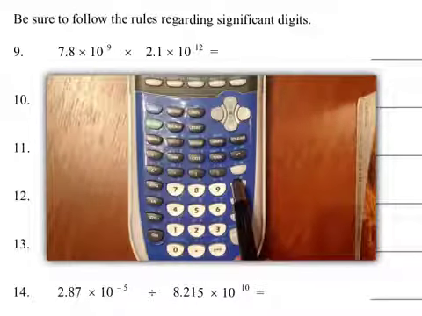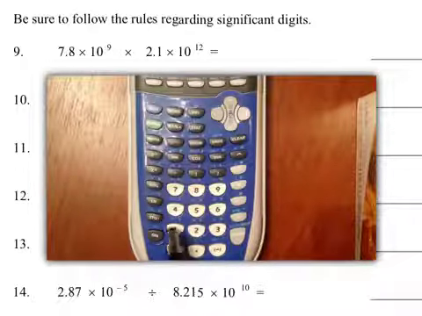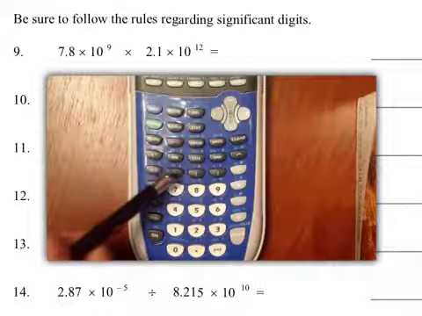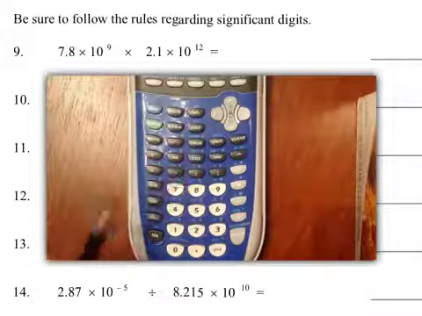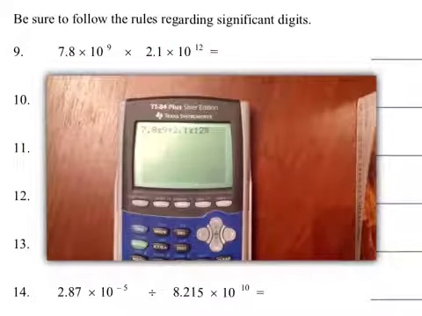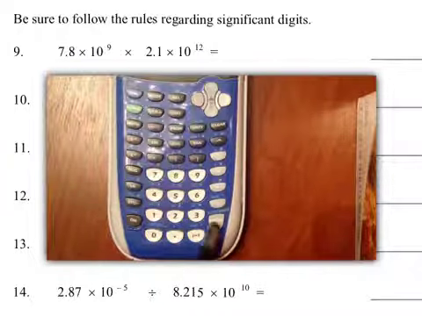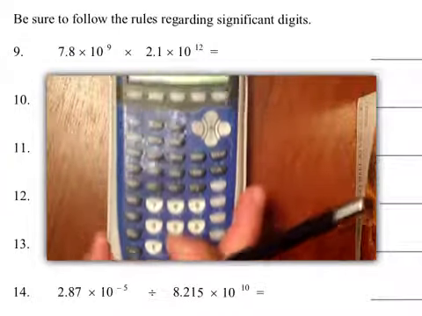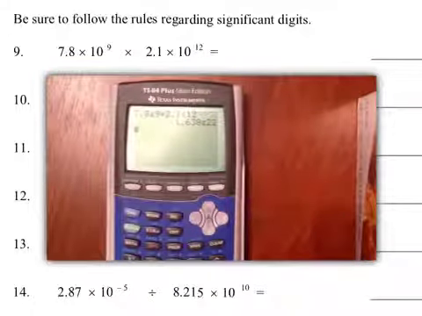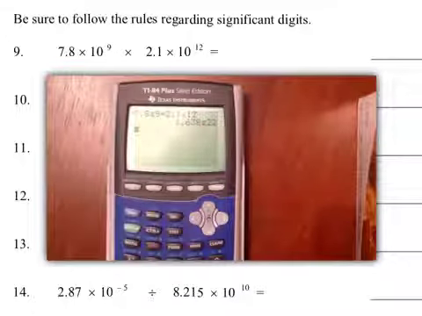So then what I'm going to do is multiply that by the 2.1. And now the way I'm going to say times 10 to the, I'm simply going to hit the second function and the EE key, and that basically says times 10 to the, and I simply enter the 12, and now you see what I have is 7.8 times 10 to the 9th times 2.1 times 10 to the 12th, and when I hit enter, what I'll get is my answer. Now what I have to keep in mind though is that I don't want to write down this full answer. I'll write it down for right now.